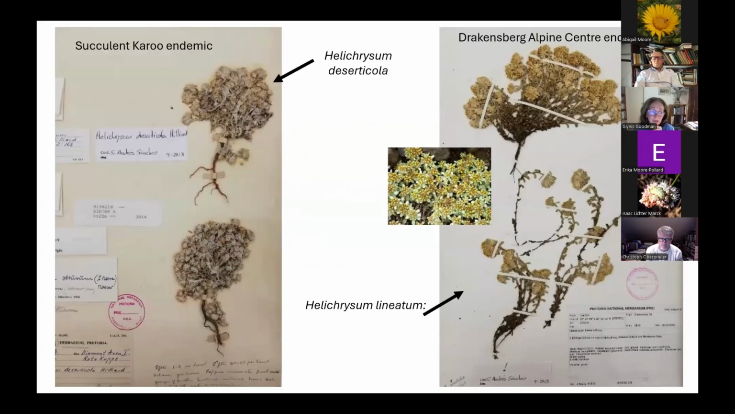So I had an honors student in 2020, yes, during COVID. Luckily, we managed to get hold of the herbarium specimens before we all went into lockdown. But Emma Wright looked at some endemic succulent Karoo species and some Drakensberg alpine centre endemic species. And this is Helichrysum deserticola and Helichrysum lineatum. And just by looking at them, you can immediately see a whole lot of similarities in that they are very, very small shrublets, so slightly woody, with very small leaves, very compact growth forms.